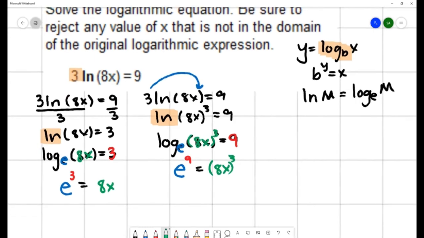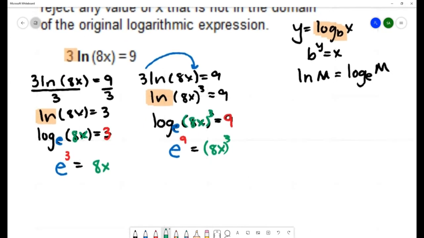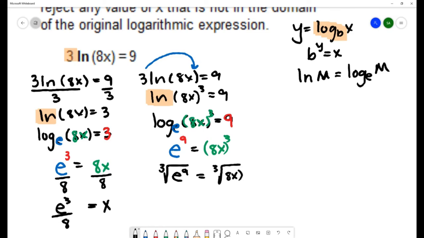Now in order to solve this equation, we want to get x by itself. So on the left-hand side, I would divide both sides by 8 and get x equals e to the third over 8. On the right-hand side, we have a little bit of extra solving to do. I have to get rid of that cube. To do that, I would cube root both sides. That's cube root of e to the ninth equals cube root of 8x cubed. The cube root and the cube cancel each other out, giving you 8x.